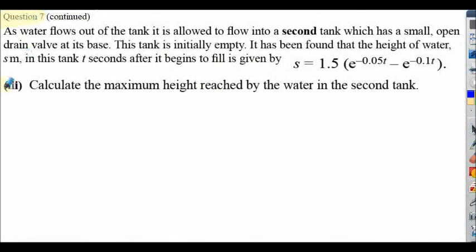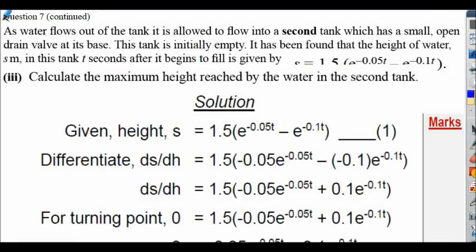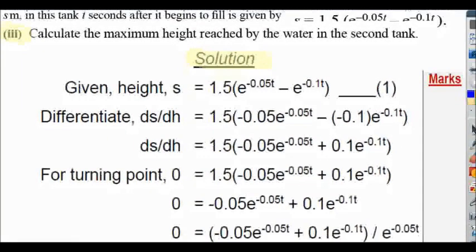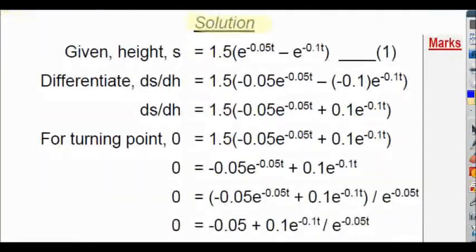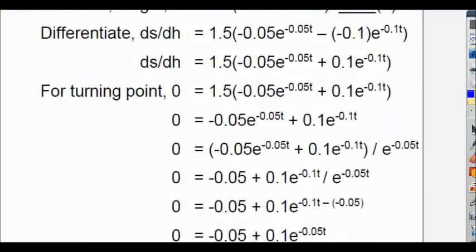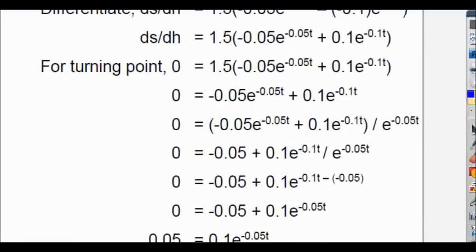Question 7, part 3. I'll let you review the question at your own pace. When it refers to calculating the maximum height reached by the water in the second tank here, that usually means we have to differentiate and then find a turning point. I'll show you the full work solution on the following slide. Question 7, part 3. Here's the full solution. So we're going to differentiate height h here, find ds by dh, equate it to 0 to find a turning point. Again, a very laboured solution here.